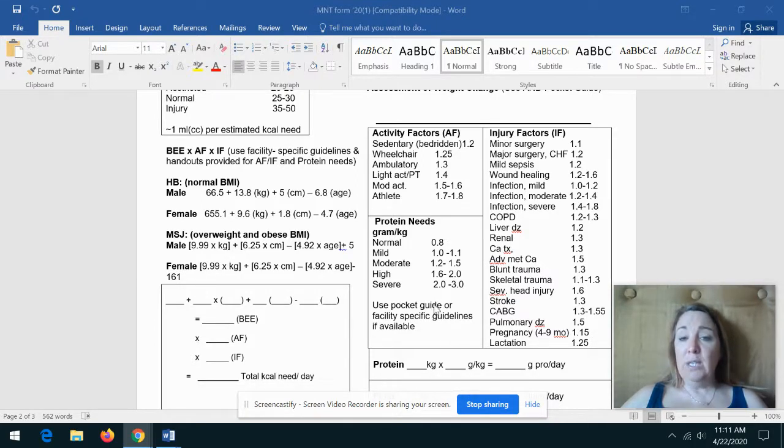And then our protein needs, remember we talked in the video yesterday, we're going to take their weight in kilograms times whatever we see here, okay? So if they're normal, 0.8. But let me let you in on a little secret. Most of the people that we see are not going to be normal, right? They're coming to see us for nutritional needs. So they're not normal. They have something going on. So we're going to at least give everybody a bump up.